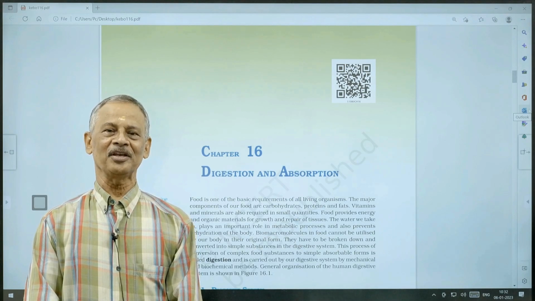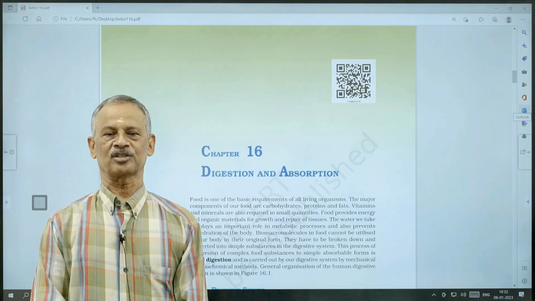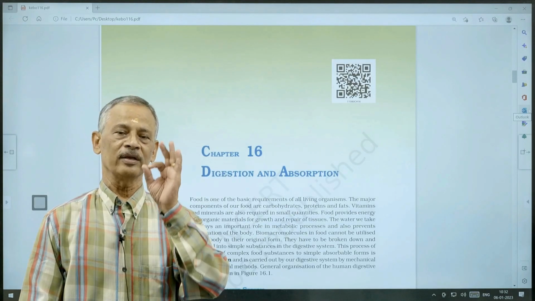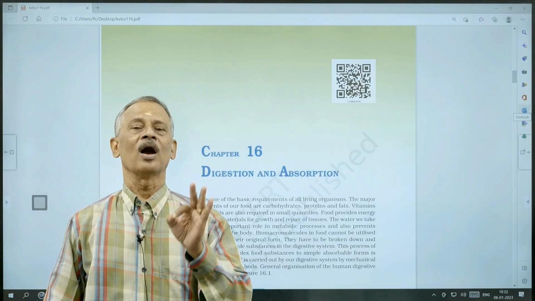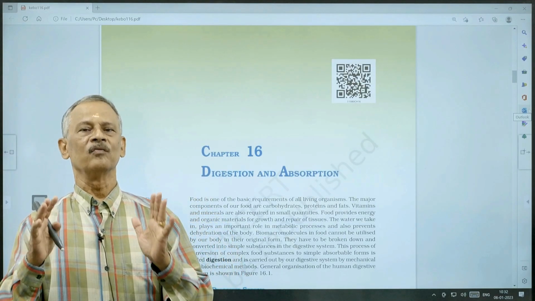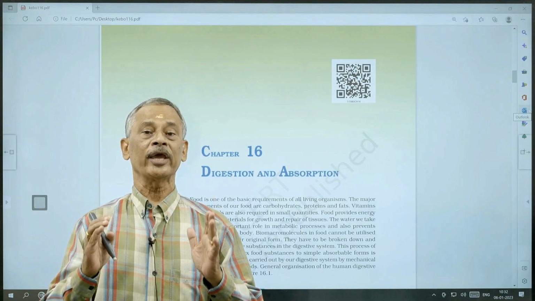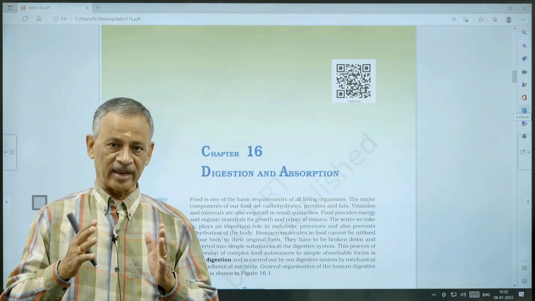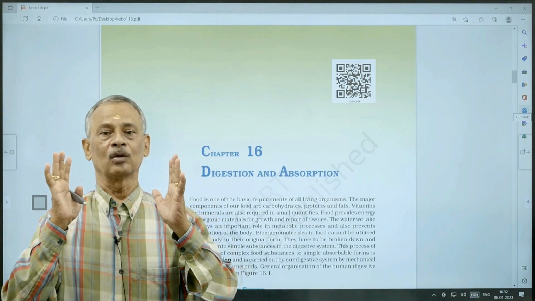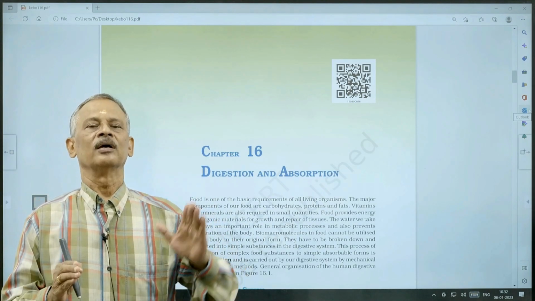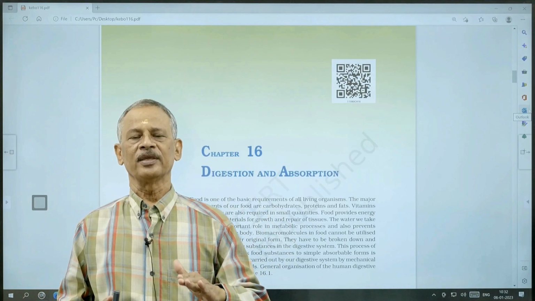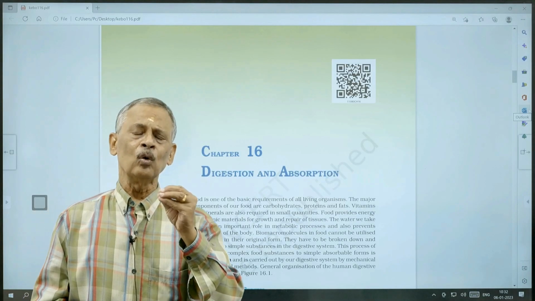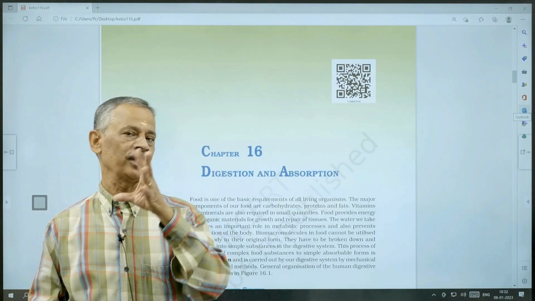Today, we are entering into the human physiology part. We know in human physiology, we are discussing the nature of our body. We are all having organ system grade of organization. We are having 10 major organ systems, of which the first one we are now going to study is digestive system.